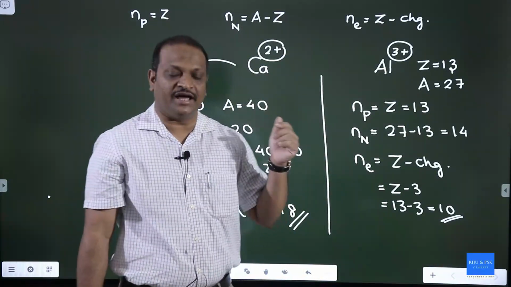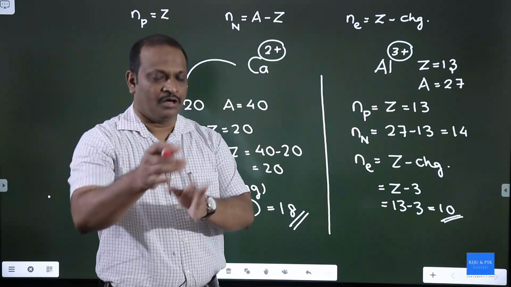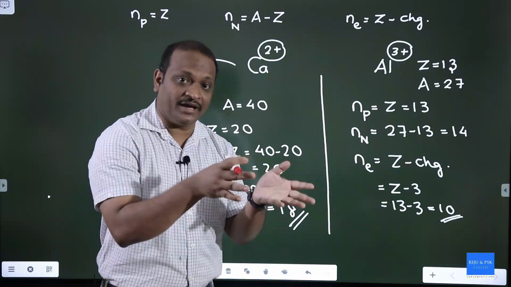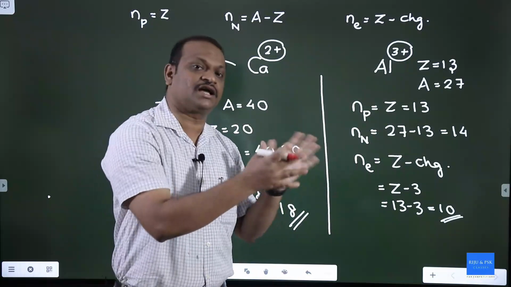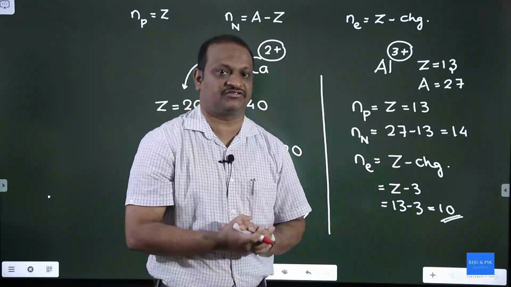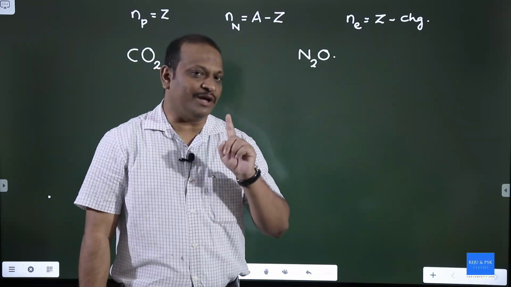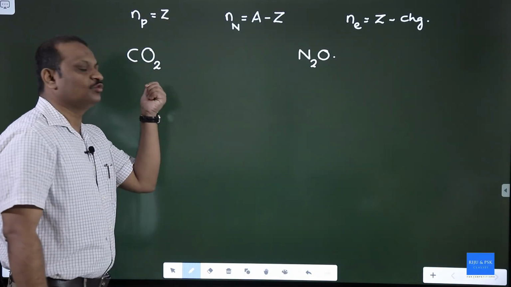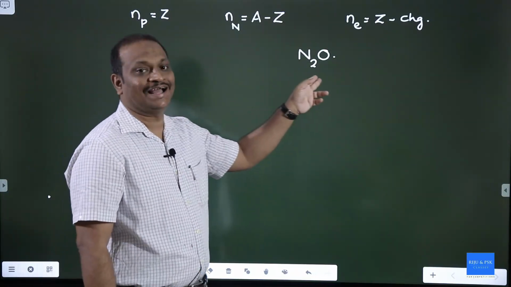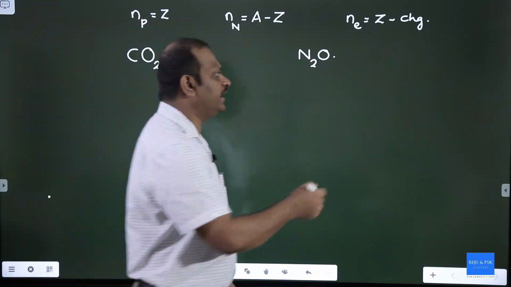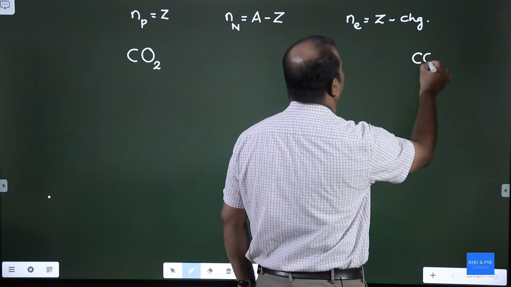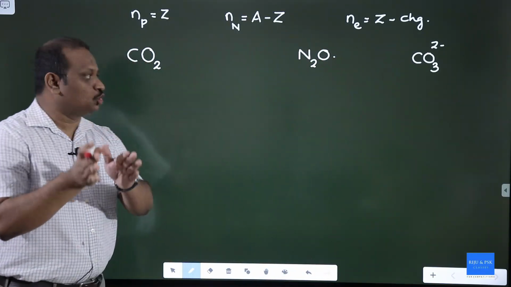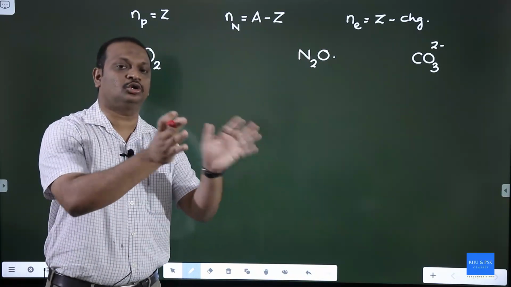So I have done some problems on charged species, but these two are monatomic species. Suppose we have a diatomic or triatomic species, how will we approach that problem? That we see next. Here I have given not a monatomic species but triatomic species. First one CO2, next one N2O, and I am writing one more, CO3 2 minus. It's a charged species, that's why included.